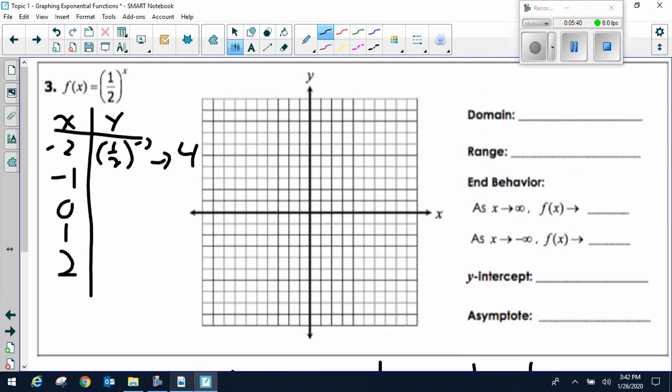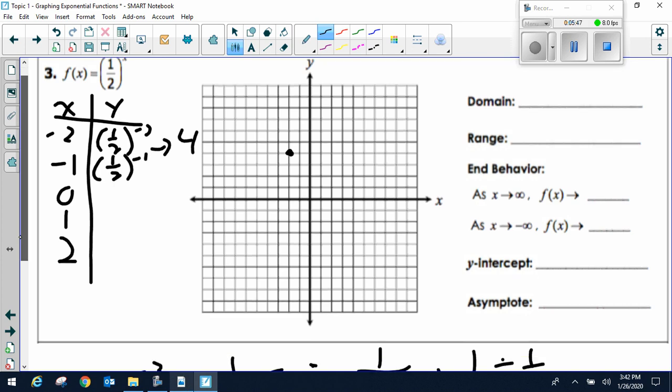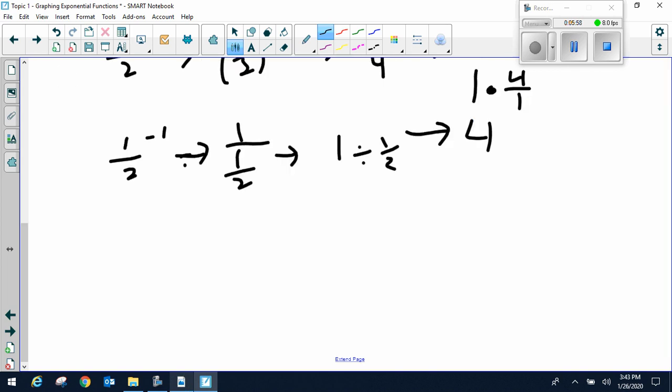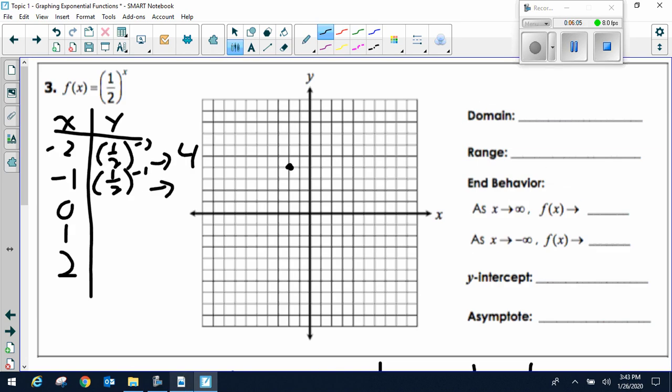So -2, 4. Same thing for 1/2 to the -1st. If I do 1/2 to the -1st, that's the same as 1 over 1/2. Well, if you do that, that's 1 divided by 1/2, which is the same as keep, change, flip, which comes out as 2. And this is why the graph of these is decaying from left to right.